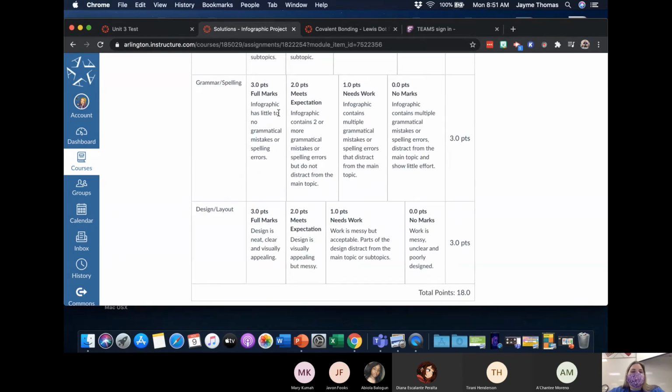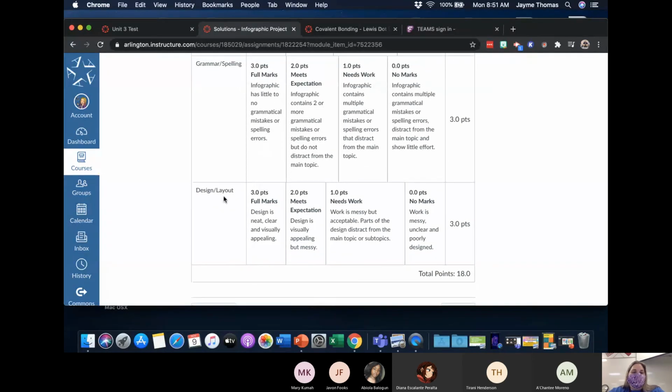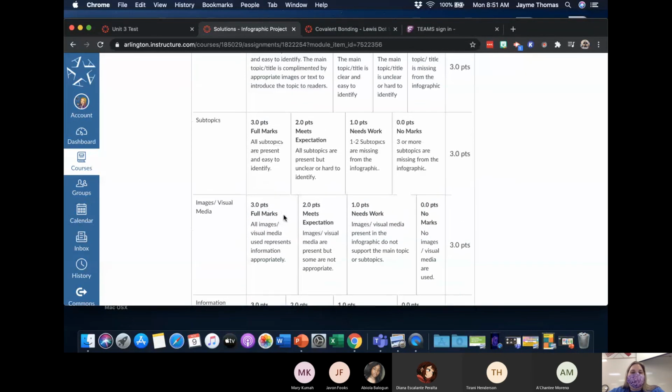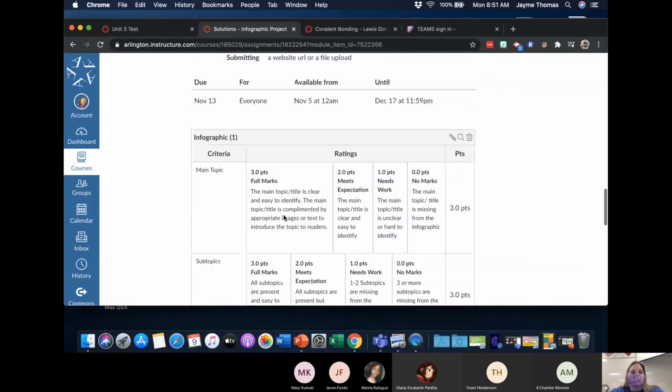And then the last 2 kind of have to do with mechanics type stuff. So you got grammar and spelling. So you want to make sure you have little to no grammatical mistakes or spelling errors. So make sure you're proofreading things, or maybe have a friend look over it and say, hey, you find any mistakes? Let me know. And then your design layout. So this is kind of the visuals, the aesthetics. So, it's neat, it's clear, it's visually appealing. Like I can find the information, it's organized well, it looks nice, all that kind of stuff. Okay. So that's kind of all the main parts that you will be graded on that rubric.